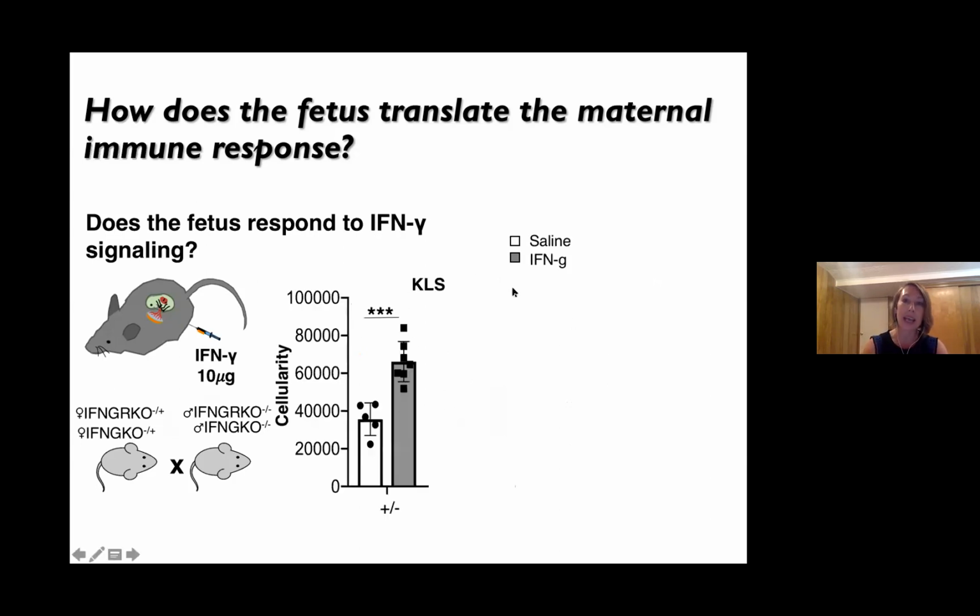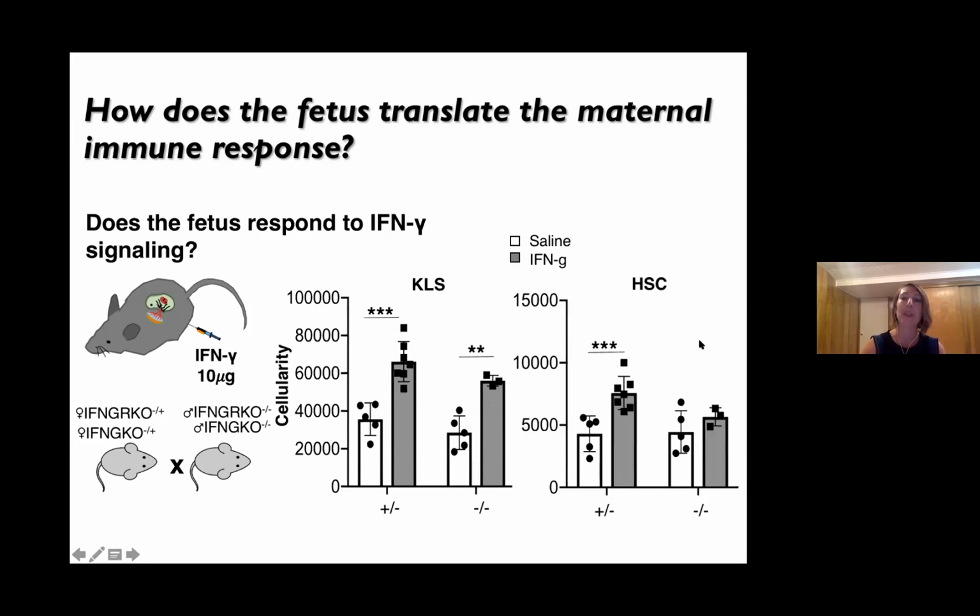And when we look at our stem and progenitor compartment, we see an overall expansion in response to interferon gamma, but in our mice that are knocked out for interferon gamma receptor, we still see this response of the stem and progenitor compartment. And this suggests that this response of the entire stem and progenitor compartment is not solely being driven by a direct response to interferon gamma.